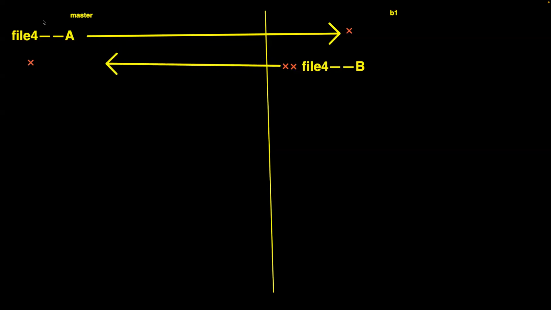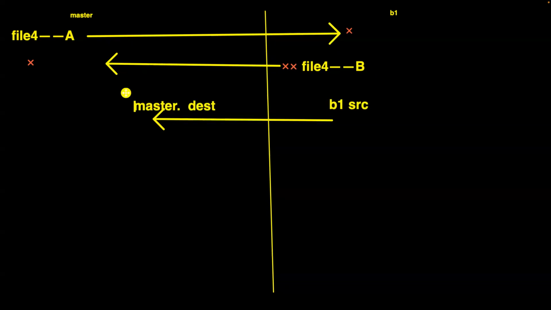Now we are trying to merge from B1 to master. What is the concept of merge? Integrating changes from the B1 branch, which is the source, and bringing those changes into master, which is the destination. Okay, this is what we are trying to do, right? Merging means integrating changes from one branch to another.